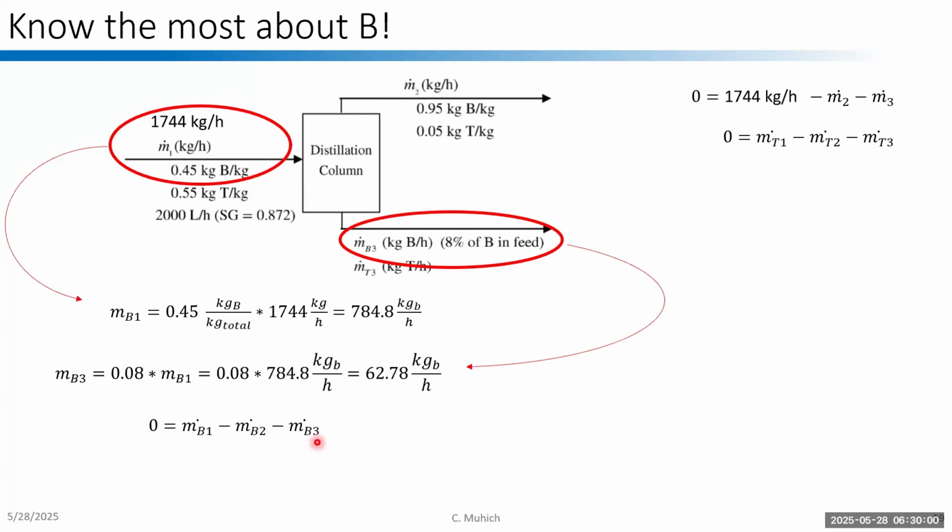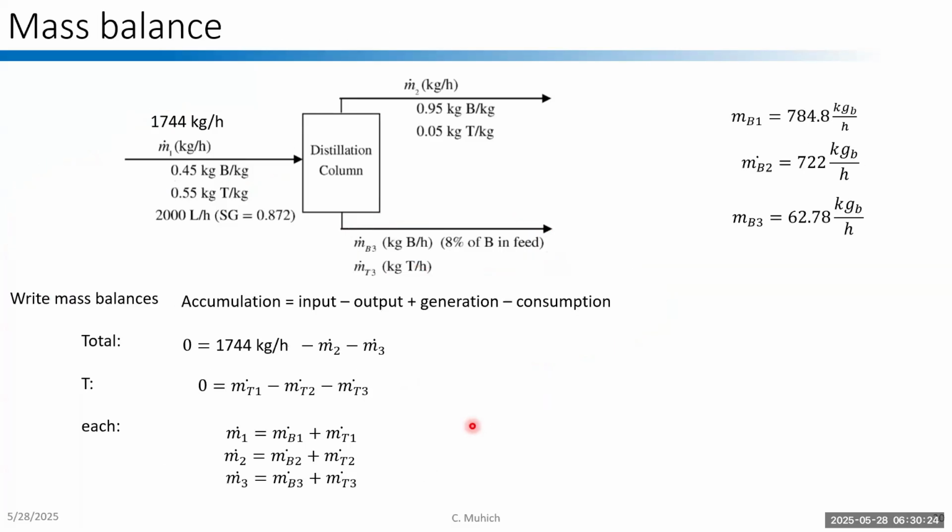I know how to solve this because I have MB1 and MB3. So 0 equals 784 minus MB2 minus 62. Therefore, my mass leaving through the top of species B is 722 kilograms per hour. Okay, we're making progress. I'm going to just store those mass flow rates for the B species up in the right-hand corner. And let's go back and talk a little bit about our total and our toluene set, right?